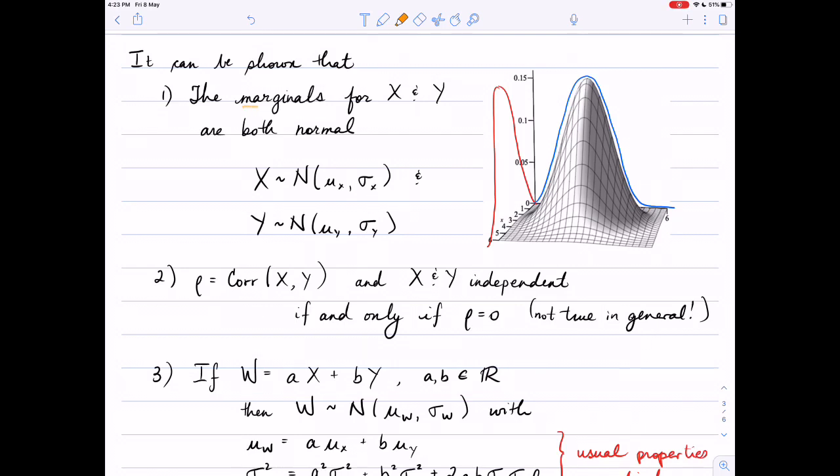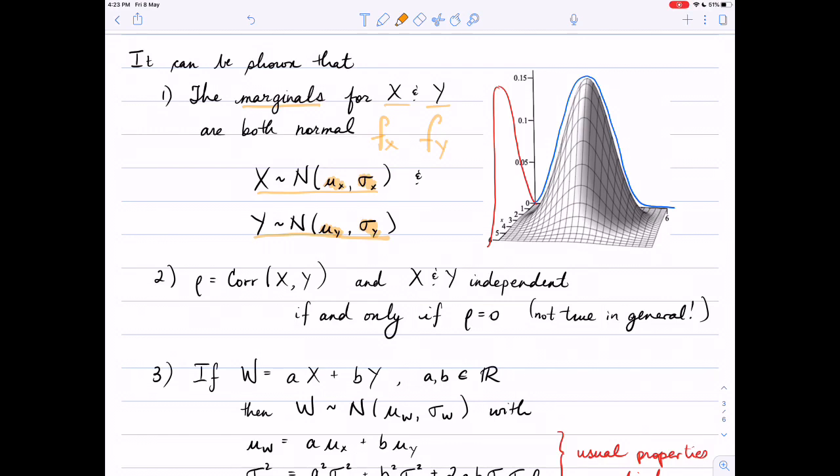First of all, the marginals, right? The marginals for x and for y. If you were to integrate out y and you got f sub x, or you were to integrate out x and you got f sub y, you would find that those match the density functions for a normal variable. So f sub x is a normal random variable with mean mu sub x and standard deviation sigma sub x. And y is a normal random variable with the appropriate mean and standard deviation as well.